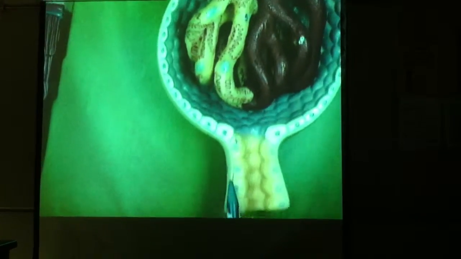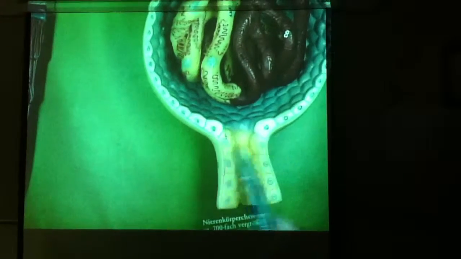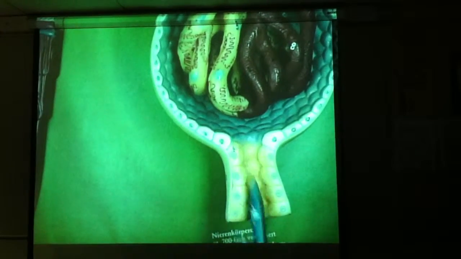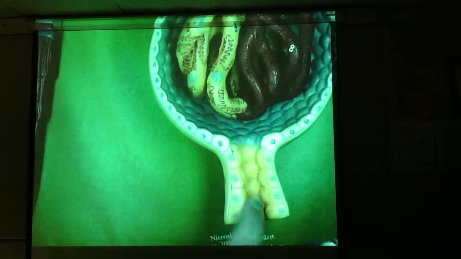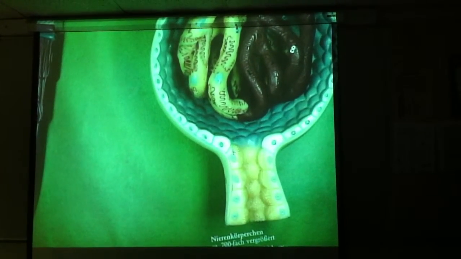Lastly, we see the start of the proximal convoluted tubule at the tubular pole, and these are cuboidal cells that have microvilli on them. And that's it for that. So save that.